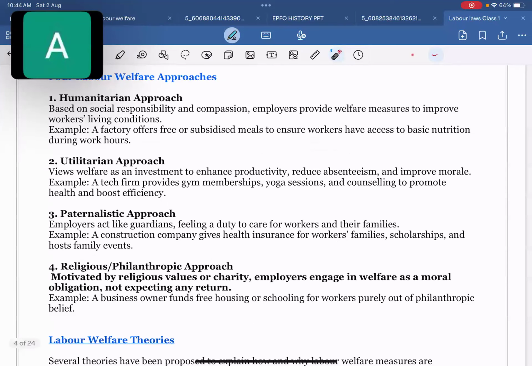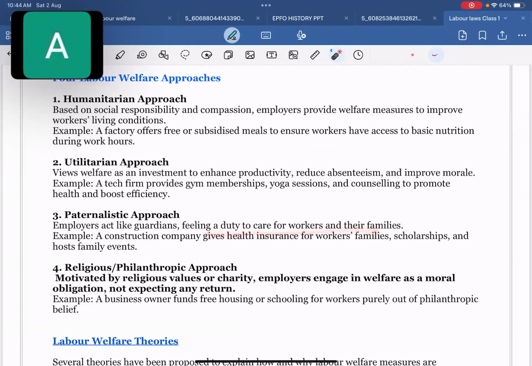Now comes the paternalistic approach. Employers act like guardians, feeling a duty to care for workers and their families. A construction company gives health insurance for workers' families, scholarships, and hosts family events. So that is the paternalistic approach, providing health insurance for workers' families.